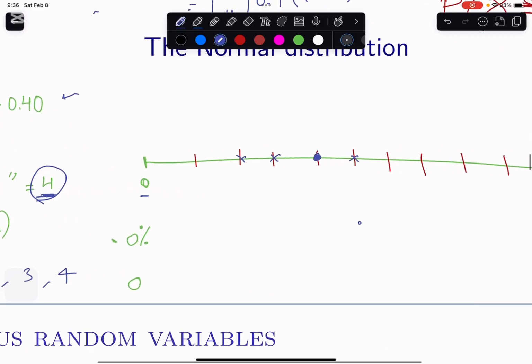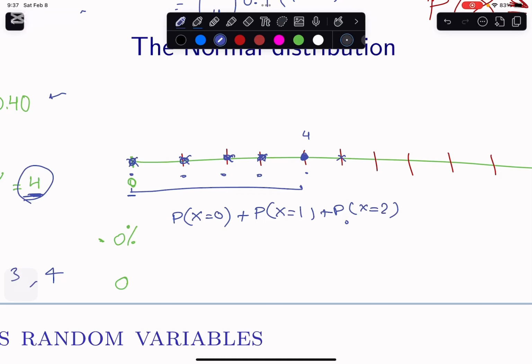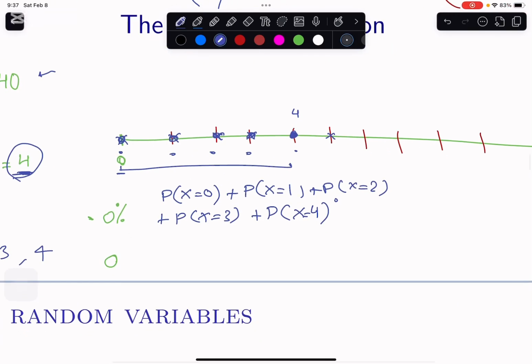At most 4. So we want to know the probability of each of these, up to 4, and what we're going to do is add all of them up. So we're going to do the probability of x being at 0, plus the probability of x being at 1, plus the probability of x being at 2, plus the probability of x being at 3, plus the probability of x equal to 4. What are you going to do now? You're going to use the same exact equation from above.